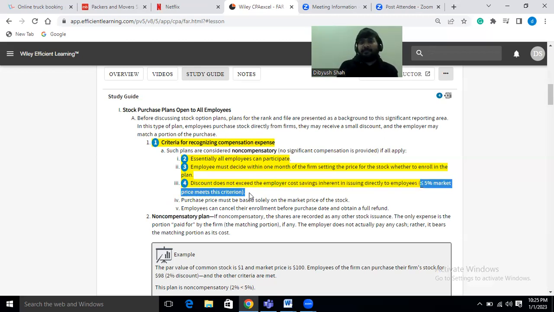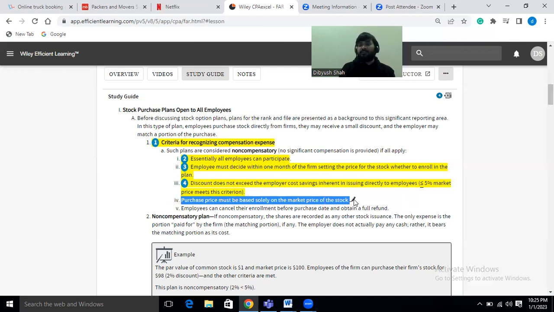So there is not a significant benefit in it for the employee. It's not that the share is trading at $100 a share for Apple and I'm getting it at $20. That's a huge benefit. This is just like any other issue. Now, the purchase price has to be based solely on the market price of the stock. So when I'm talking about less than or equal to 5% of market price, you are talking about solely the market price. You are not going to take into other considerations at all. You are not going to consider what that employee brings to the table, or how important it is to retain that employee. No.